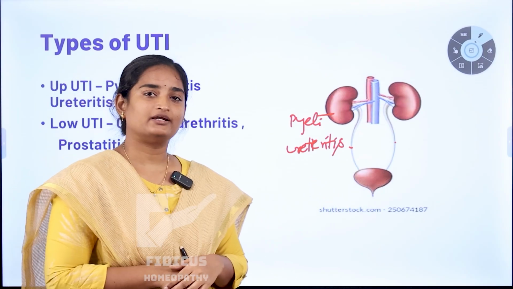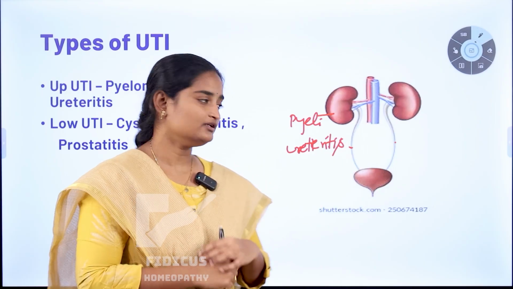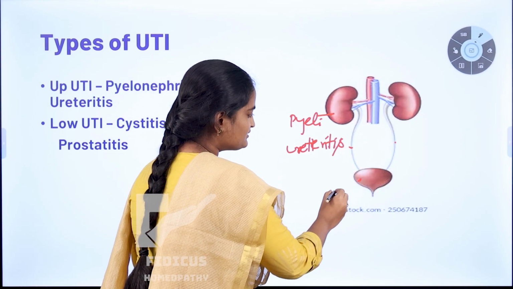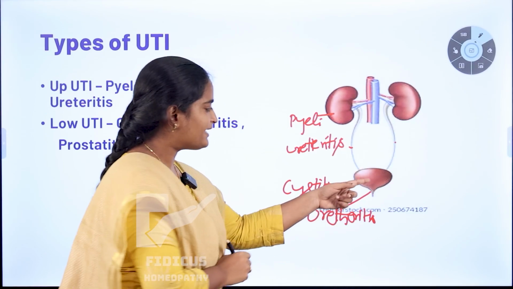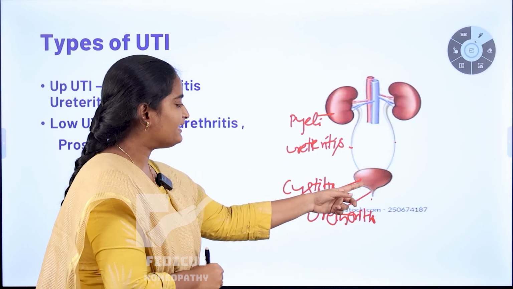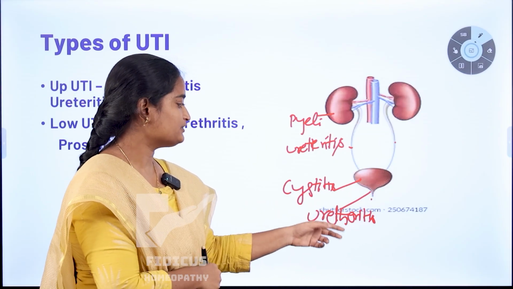Now coming to lower UTI. In lower urinary tract infection, the bladder and urethra are the most common structures involved. Infection of the bladder we call cystitis, and infection of the urethra we call urethritis. This is the bladder and this is the urethra. So infection of the bladder we call cystitis, and infection of the urethra we call urethritis.